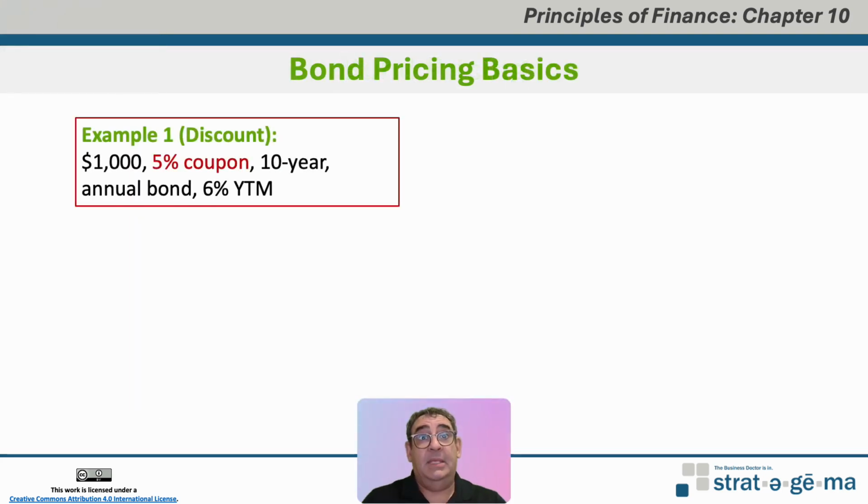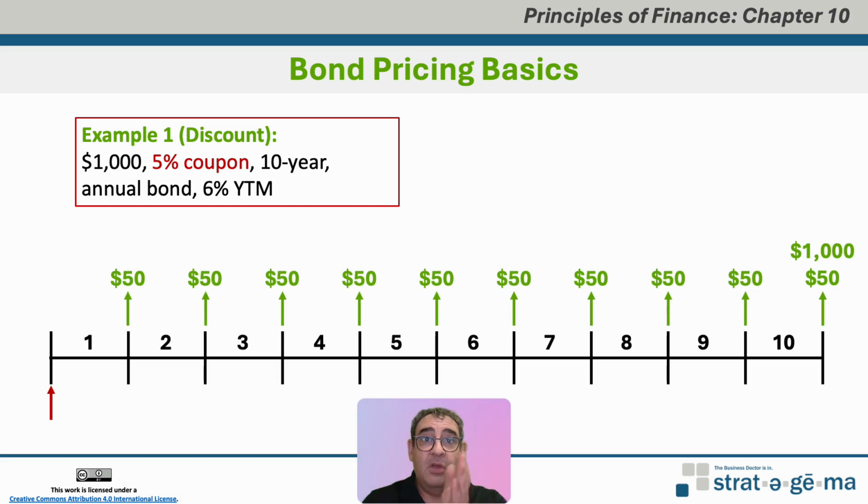Let's say that you have a $1,000 bond that pays a 5% coupon. It's a 10-year bond that pays interest annually, and the yield to maturity is 6%. Here's what the timeline looks like. $50 at the end of every year for the next 10 years. And at the end of year 10, you receive the $50 interest plus the $1,000 face or par value of the bond. What's the present value? Let's see if you remember how to calculate present value with this kind of cash flow stream. So pause the video, see if you can figure it out, and then resume.